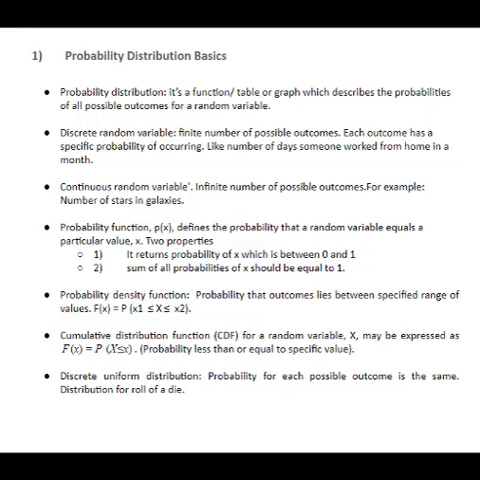Probability density function, also called PDF, is a probability that the outcome lies between a specific range of values. So sometimes in exams we are asked to compute what's the probability the x value will be greater than 1, or less than 2, or less than 5. So in this case we just sum up the probabilities which fall in this range.